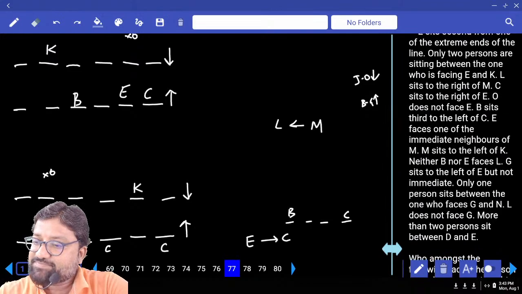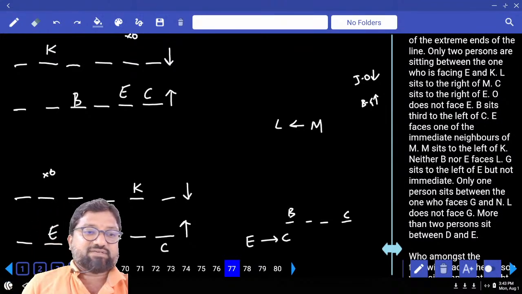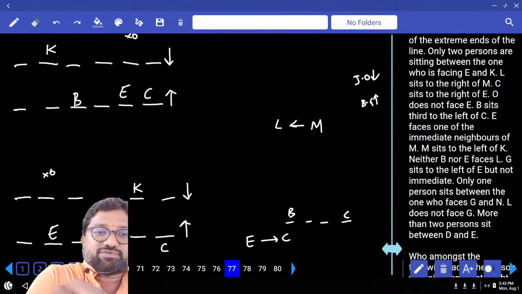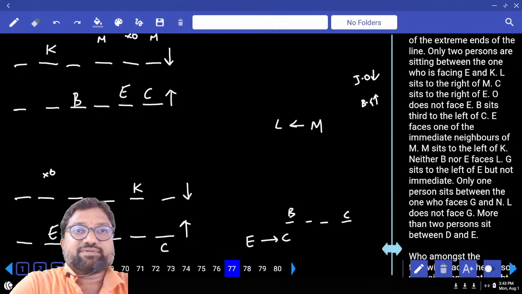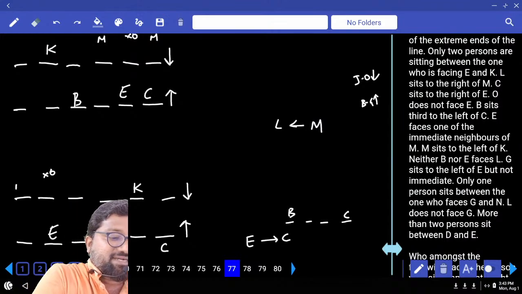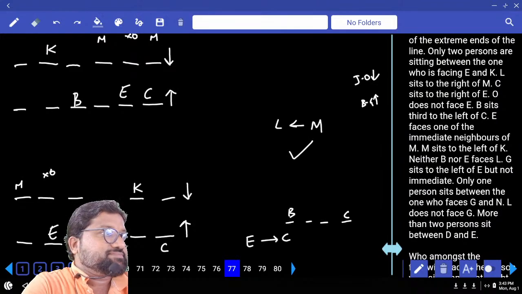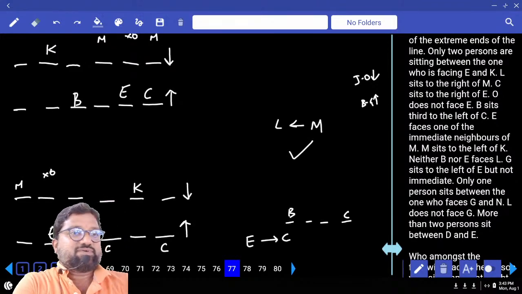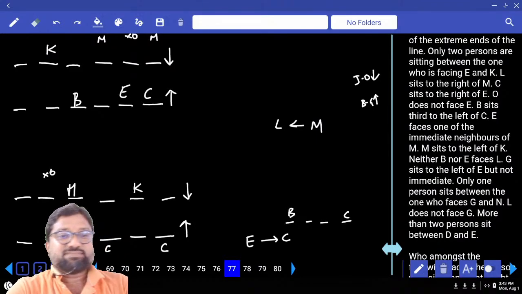E faces one of the immediate neighbors of M. Listen carefully. E faces one of the immediate neighbors of M. M can be here or M can be here. In the other case, I can't take M here. Why? So definitely this is M. Next.